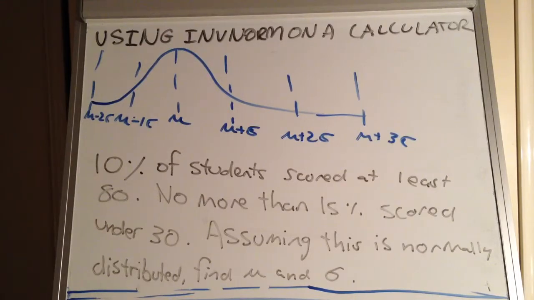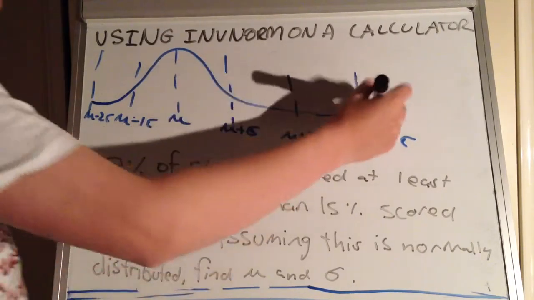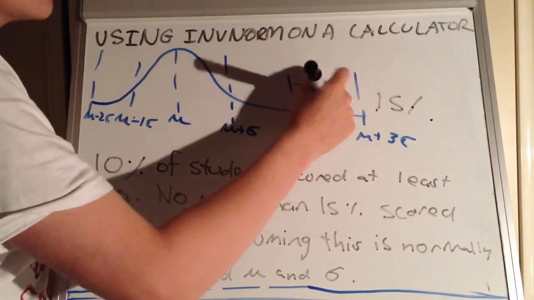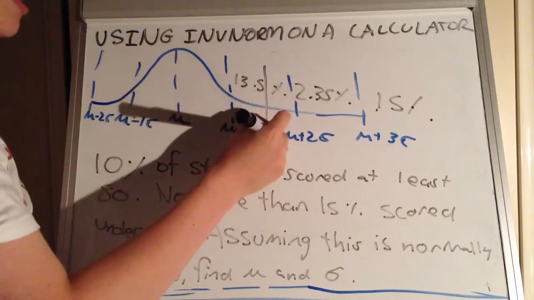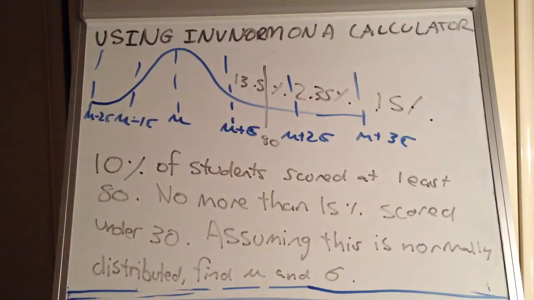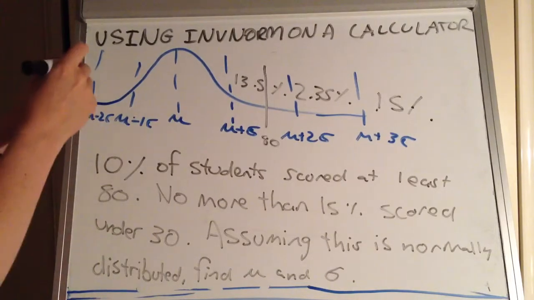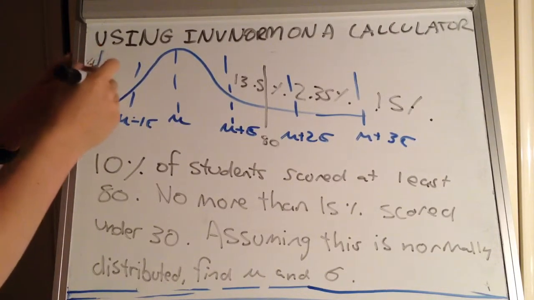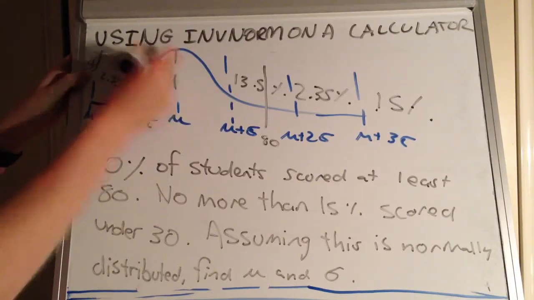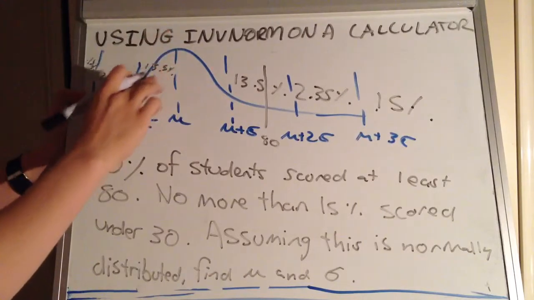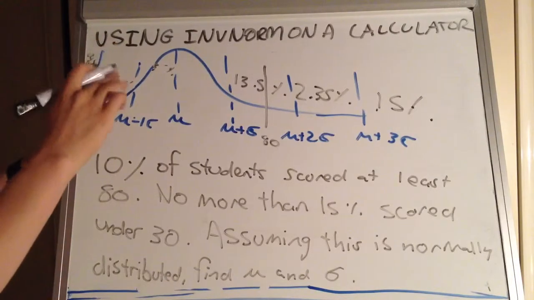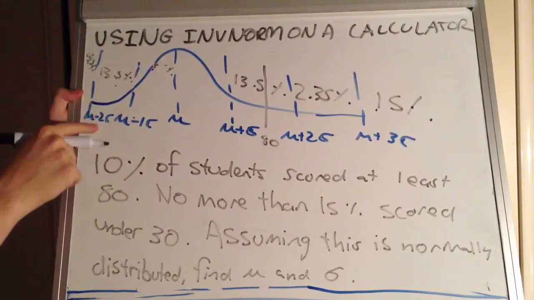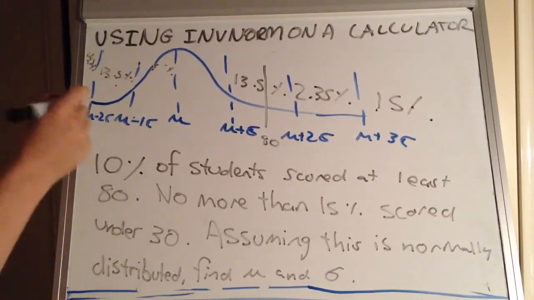10% of students scored at least 80. So when we think about it, 0.15% is there, and then we have 2.35% here, and then we have 13.5%, so it's going to be somewhere in here that we have our people who got 80 or more. And then on the other side, no more than 15% scored under 30. So here we have 0.15%, then 2.35%, then 13.5%. Oops, sorry, I've obviously gone one standard deviation too short, so that one's 2.35, and this one is 13.5. Sorry to confuse there, I've only gone up to 2 here when I should have gone to 3.